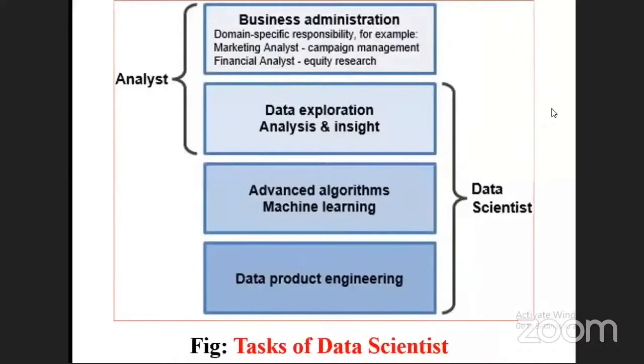Then what is the difference between data analyst and data scientist? Data analyst is concentrating only on two parts like business administration, domain-specific responsibility. For example, marketing analyst, campaign management, financial analyst, equity research, etc. Data exploration analysis and insights. Data scientist is concentrating on data exploration, analysis and insights, advanced algorithms, machine learning, deep learning algorithms applied for various applications. Finally, data product engineering applications are developed.